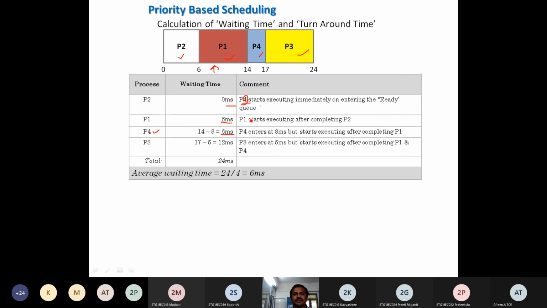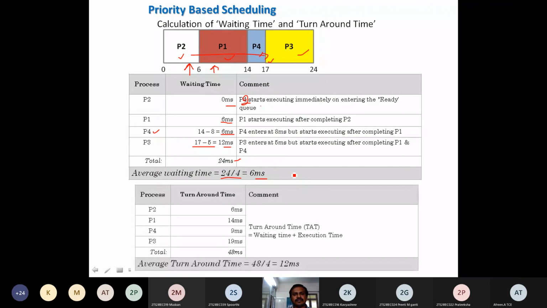So what about P3? P3 started its execution at 17th millisecond, but it entered the queue at 5th millisecond. How long has it waited? It is from 5th millisecond to 17th millisecond. That is the difference of both timings. It is 17 minus 5. It is 12 millisecond is the waiting time for P3. So what is the overall waiting time? Total it is 24. So the average waiting time for any process is 24 by 4. It is 6 millisecond.